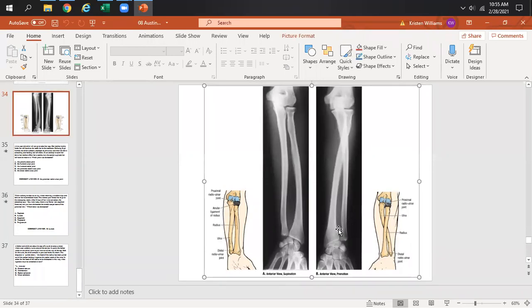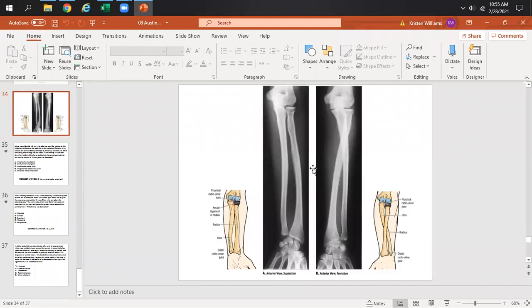And this is just showing supination and pronation, which I've already talked about with y'all. When you have supination, the bones are in alignment, versus pronation, where you have the radius crossing over the ulna.